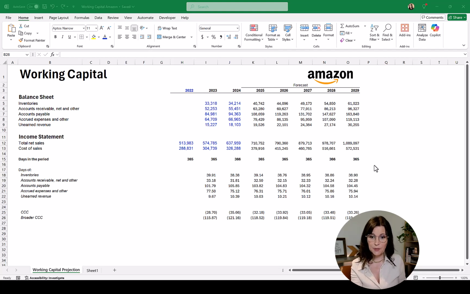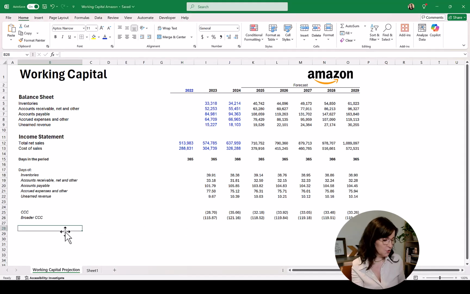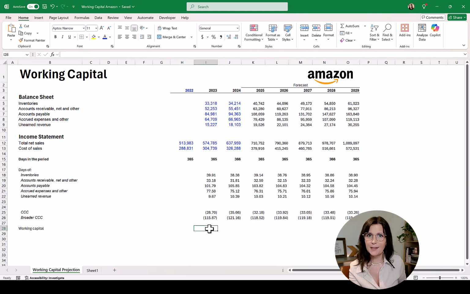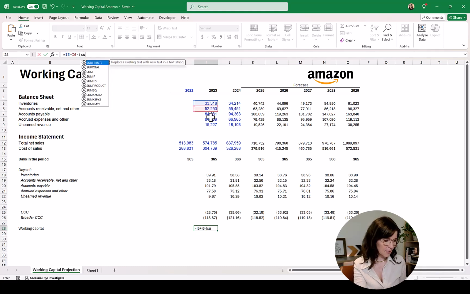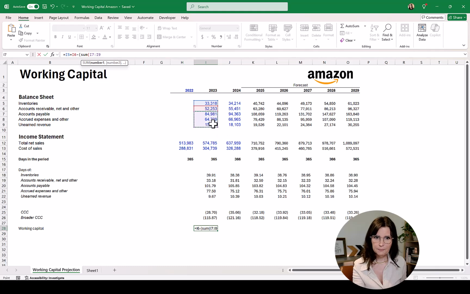After I do that, I even calculated the cash conversion cycle just for fun, just to see how it goes for the projected years. And then I'm going to calculate the working capital. Remember the formula for the working capital: it's current assets minus current liabilities. So this is pretty simple. I'm just going to do this plus this, which are the assets, minus the sum of those three.